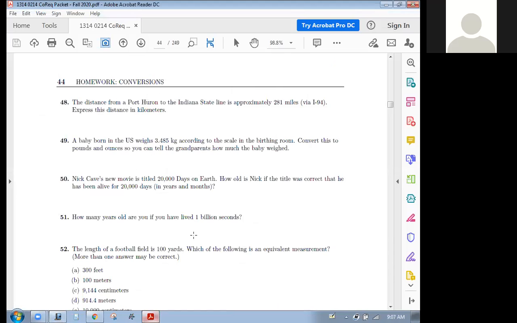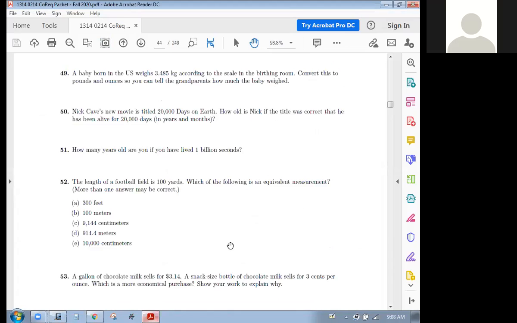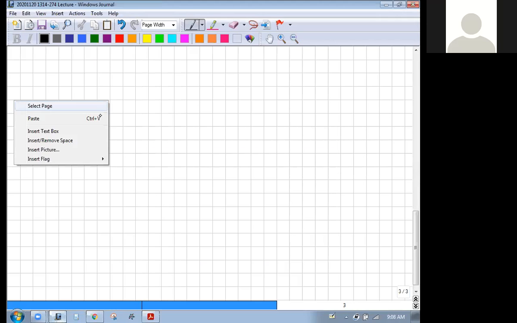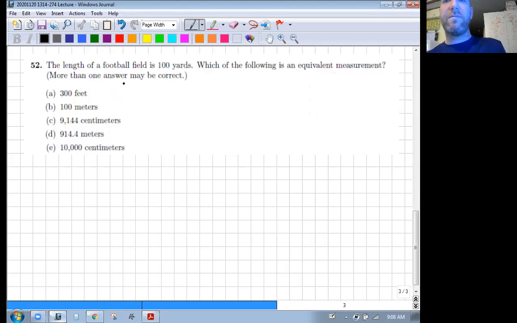So let's see. Let's just eyeball this one. See if we can figure it out without doing calculation. A football field is 100 yards. Which one is equivalent? 300 feet? Well, there's 3 feet to a yard, so yeah, 300 feet. 100 yards is not 100 meters, because a yard is not the same thing as a meter.